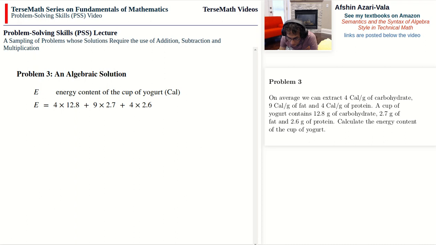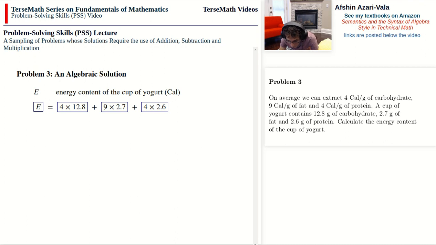As usual, we use additions and subtractions outside brackets to break the expression into terms. Term number 1 on the right side is 4 times 12.8. Term number 2 is 9 times 2.7. And term number 3 is 4 times 2.6. Also on the left side, as usual, we have the one term which contains E, and that's the energy content of the cup of yogurt.